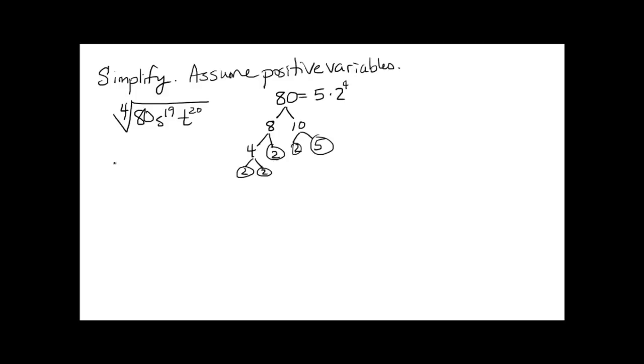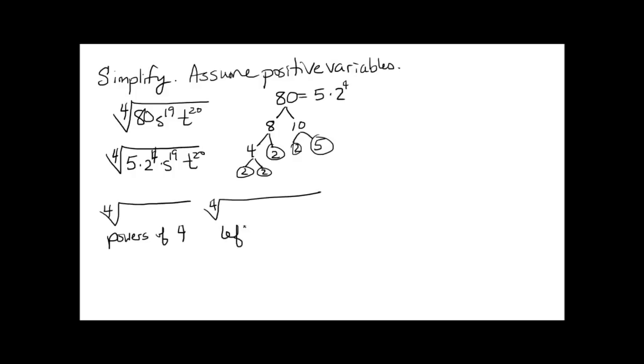Okay, so let's rewrite this radical where we have everything written as powers. It makes everything so much easier. So we have 5 times 2 to the fourth power, and then we have s to the 19th and t to the 20th. Now let's focus on what is going to be in our powers of 4. We want powers of 4 in one radical, or in other words, powers divisible by 4. And in the other radical, we're going to have our leftovers.